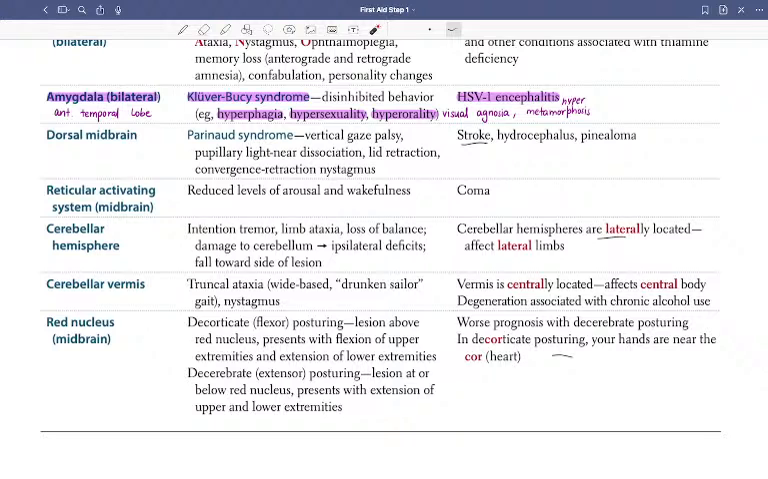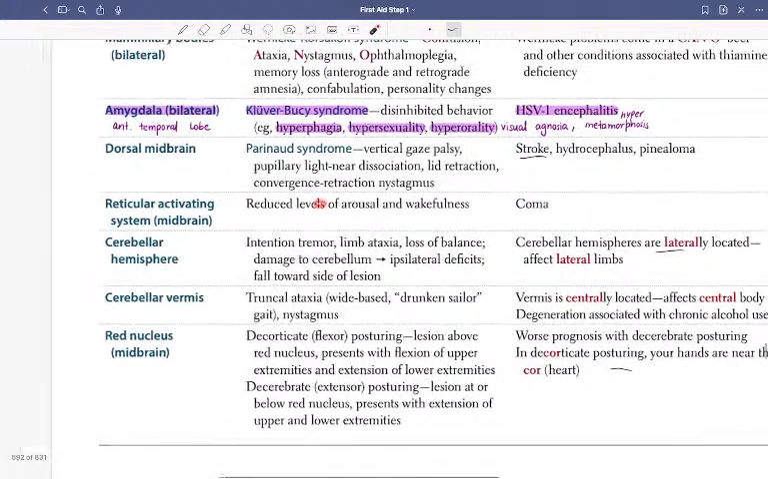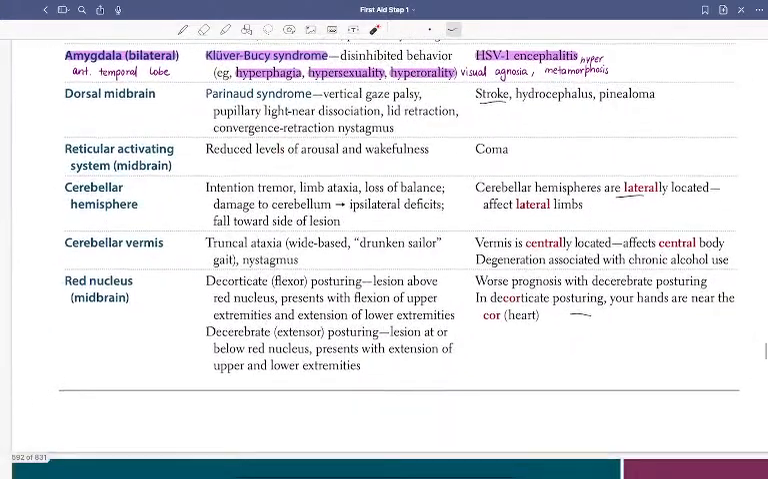So Parinaud syndrome is basically everything to do with the third nerve. So that's a vertical gaze palsy. Okay, and that is the best way, because LR6 SO4 you don't consider. Pupillary light-near dissociation, lid retraction, that is the Collier's sign, and convergence-retraction nystagmus. Okay, next is reticular activating system.